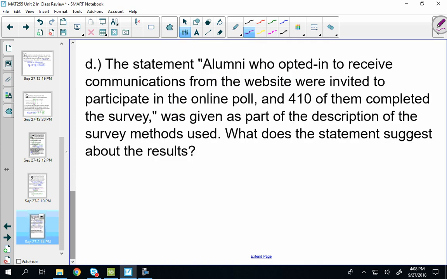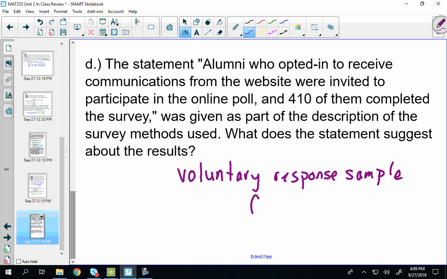If we look at part D, they tell us the statement alumni who opted in to receive communications from the website were invited to participate in the online poll, and 410 of them completed the survey. It was given as part of the description of the survey methods used. What does this suggest about the results? If you think back to what we learned back in Unit 1, this is a voluntary response sample. Right? They chose to opt in. Because of that, it's flawed. We don't want to generalize this.